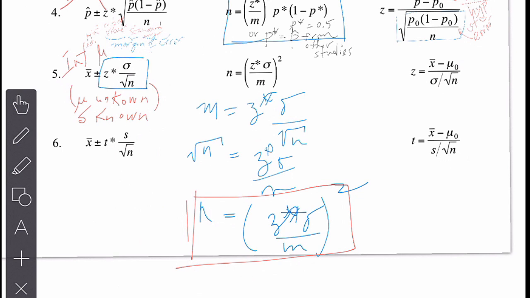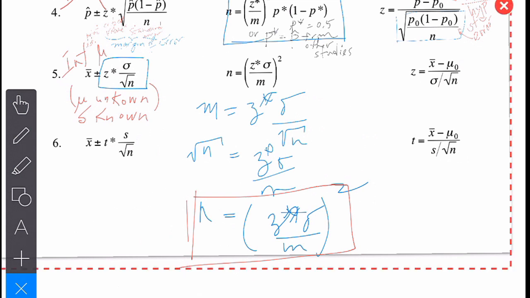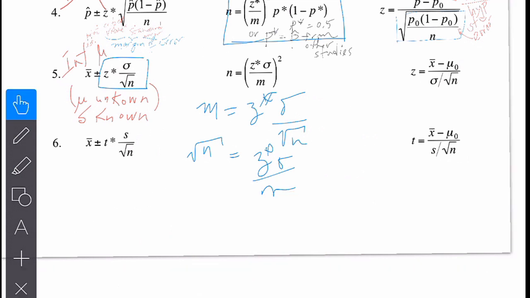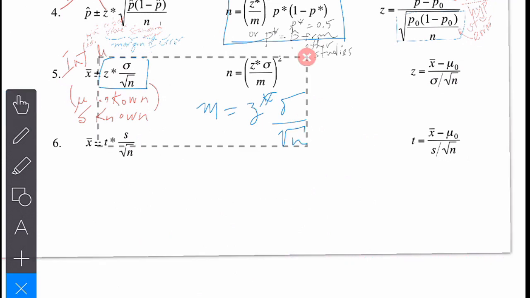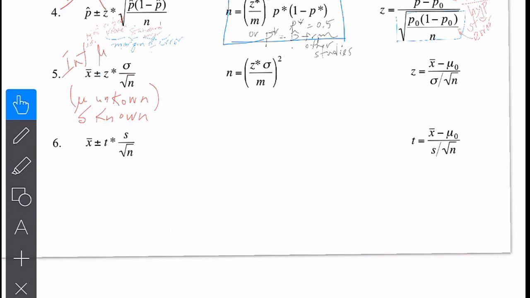So the question was, why is nothing here? Like, this is really blank. And I said, why can't we just solve n this way? So let me erase that so it's a little cleaner. So this is what you have. There's nothing there. And I said, well, why can't we just do this? N equals Z star S over M squared.